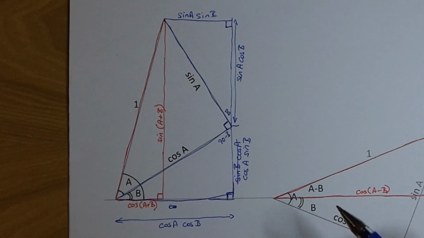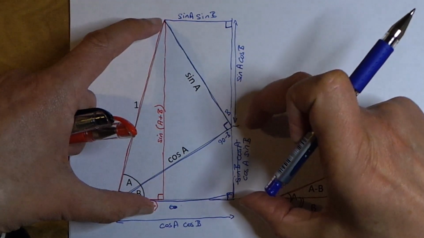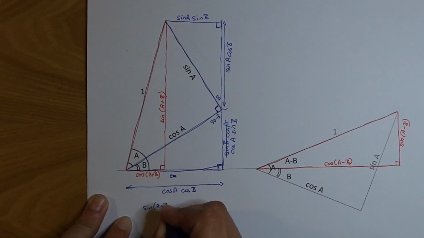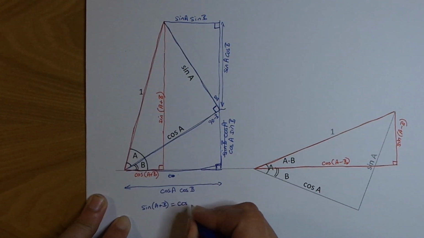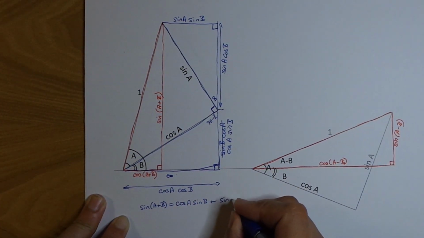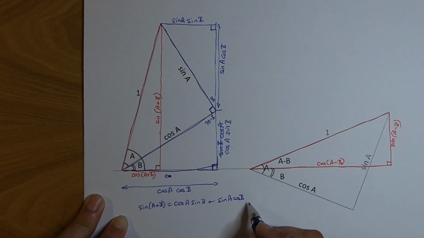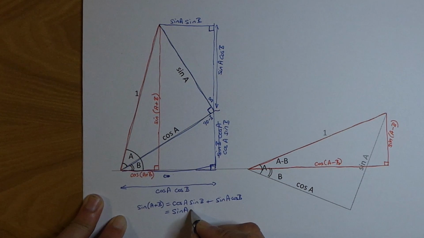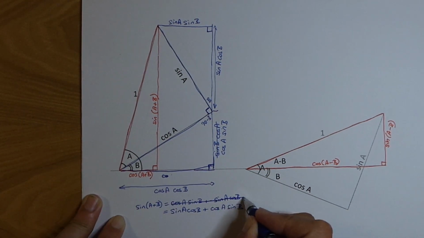So how does all this help us? Well, we can see that the length that we're trying to find, sine A plus B, that total height there, is equal to this bit plus this bit. So in other words, the sine of A plus B, which we want to find, is equal to cos A sine B plus sine A cos B. In fact, you'll usually see it written with the sine A cos B term first. Conventionally, we'll see sine of A plus B equals sine A cos B plus cos A sine B. So let's write it that way because you usually see it written that way.